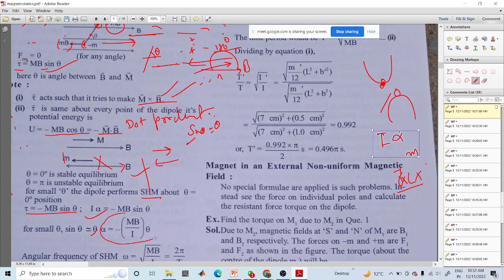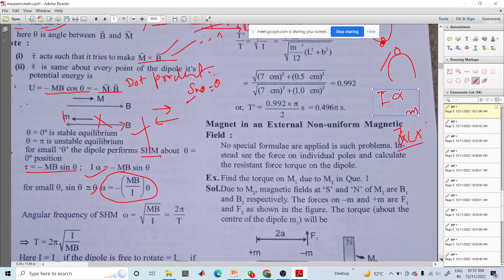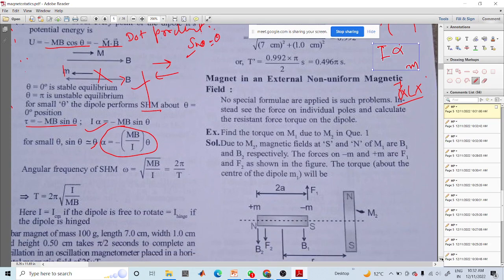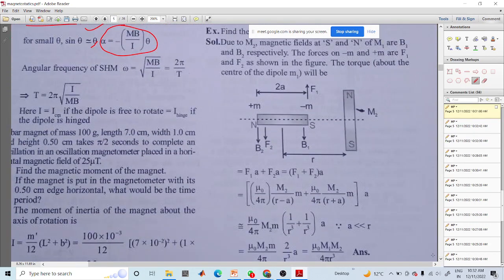So what will be alpha? Alpha will be this much. Okay. So what is alpha? Tell me. What is alpha? Yeah, anyone? What is alpha here? Hello. What is alpha here?